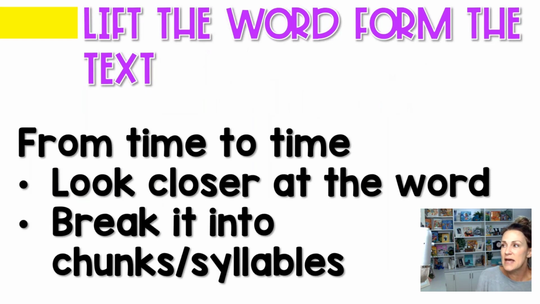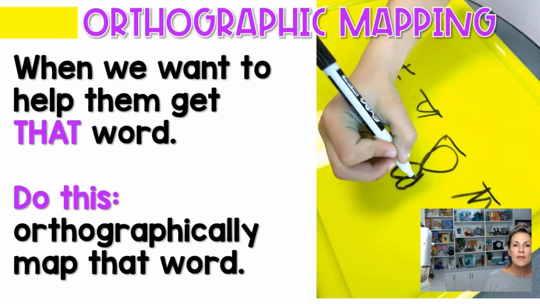Sometimes in a text, we may want to lift a word out of the text to look closer at the word and maybe break it into chunks or break it into syllables. We call that orthographically mapping the word. When we want them to get that word correct, we need to make sure that we orthographically map.